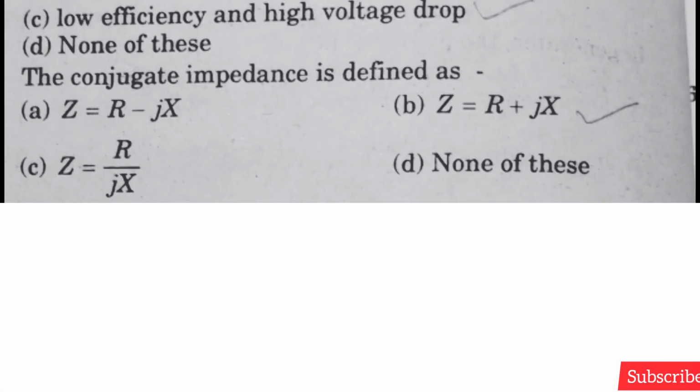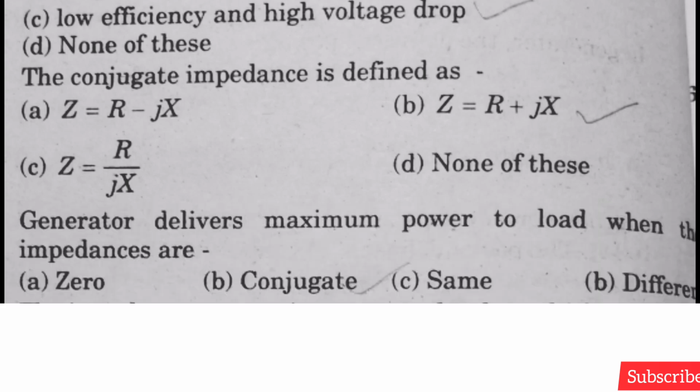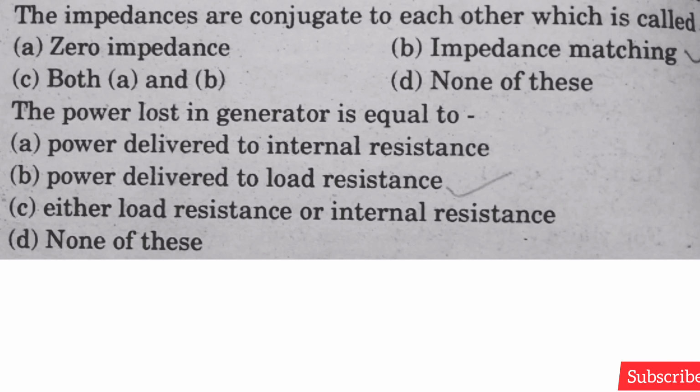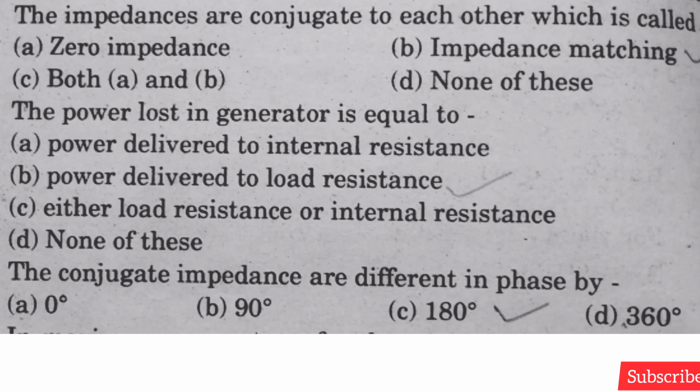The conjugate impedance is defined as, option B is right. Generator delivers maximum power to load when their impedances are conjugate. Option B is right. The impedances are conjugate to each other, which is called impedance matching. Option B is right. The power lost in generator is equal to power delivered to the load resistance. Option B is right. The conjugate impedances differ in phase by 180 degrees.